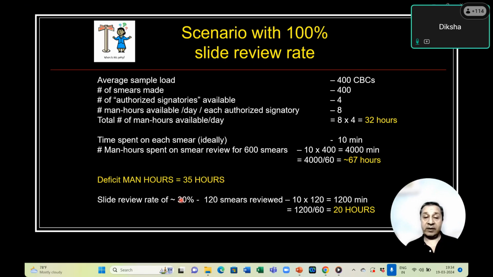Now, let's say we take a slide review rate of 30%, that means we need to review 120 smears. And for those 120 smears, we need 1200 minutes, which makes it about 20 hours. Now, this is very much possible. So therefore, getting the slide review to a reasonable rate becomes extremely important. I'm not advocating 30% as the slide review rate, but keeping these calculations in mind, a 30% or a lower rate is a reasonable one for us to work on.